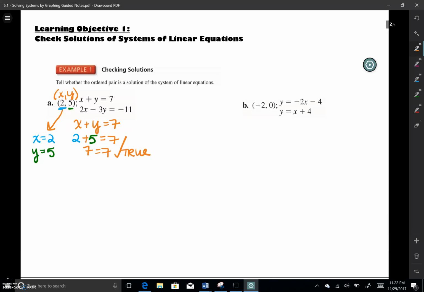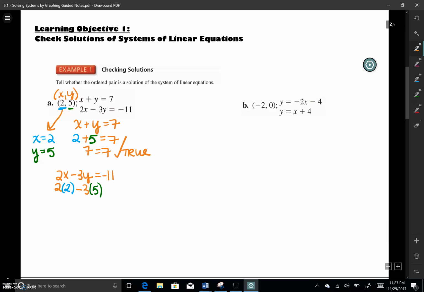I'm going to move on to my second equation, which is 2x minus 3y equals negative 11. I'm going to keep everything the same in this equation except for my x and y. I'm going to plug in 2 and 5 where they go into the equation. So I'm going to keep this 2, but instead of x, I'm going to plug in 2 from the ordered pair. I'm going to keep my minus 3, but instead of y, I'm going to plug in 5 from the ordered pair.